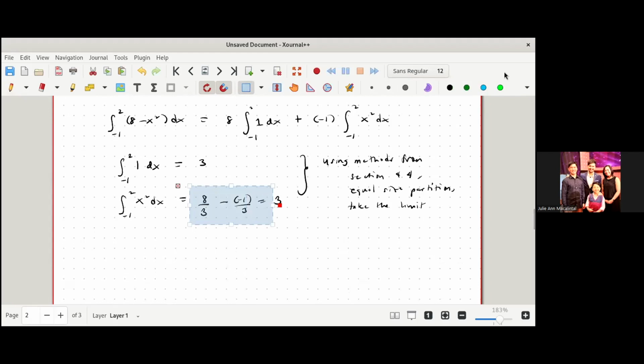Kasi at this stage, illegal method siya. Yung legal method ay, i-cut up mo yung, gamitin mo yung partition method. So, using this, pwede na tayong mag-calculate: integral from negative 1 to 2 of 8 minus x squared dx must be 8 times 3 plus negative 1 times 3. 8 minus 1 is 7, so we get 21.